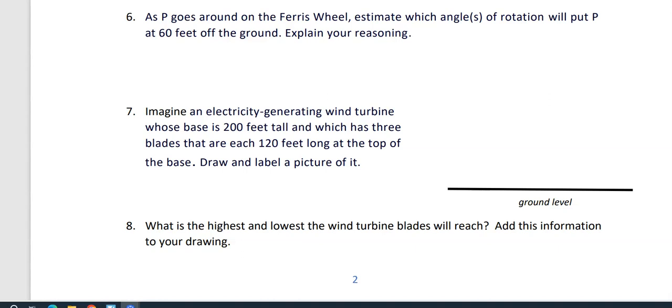Keep in mind that as the Ferris wheel goes around, it's going to hit a maximum height at pi over 2, and then it's going to come back down, and then continue back to increase. So there are two places where the height should be 60 feet. Make sure you're giving approximations for both of those.